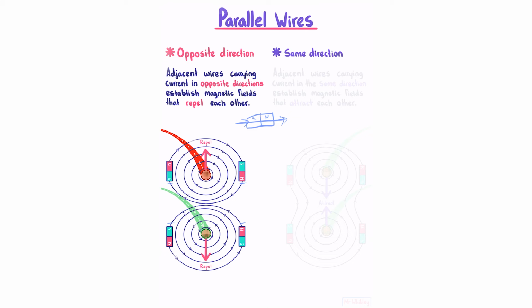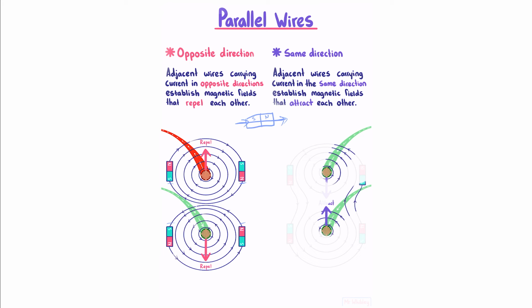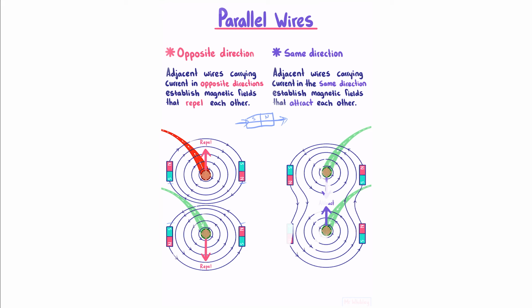And now on the other hand, adjacent wires carrying current in the same direction establish magnetic fields that attract each other. So if we have two wires carrying current out of the page, drawing our magnetic field lines and our virtual magnets, we see that we have north meeting south and south meeting north, which means we're going to have attraction.